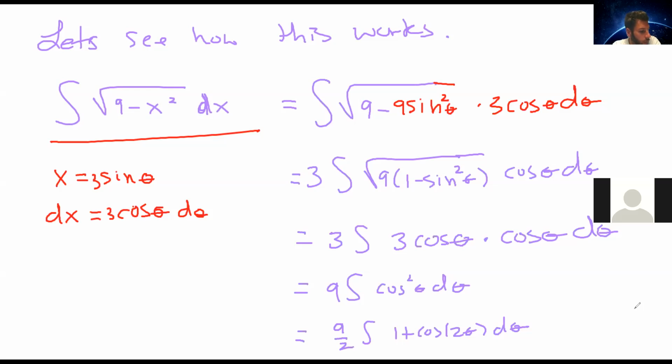Also, don't forget, the cosine is positive between negative pi over 2 and pi over 2, so that's not going to matter for our particular problem. Okay, how do we finish this problem? Well, we have to integrate it.